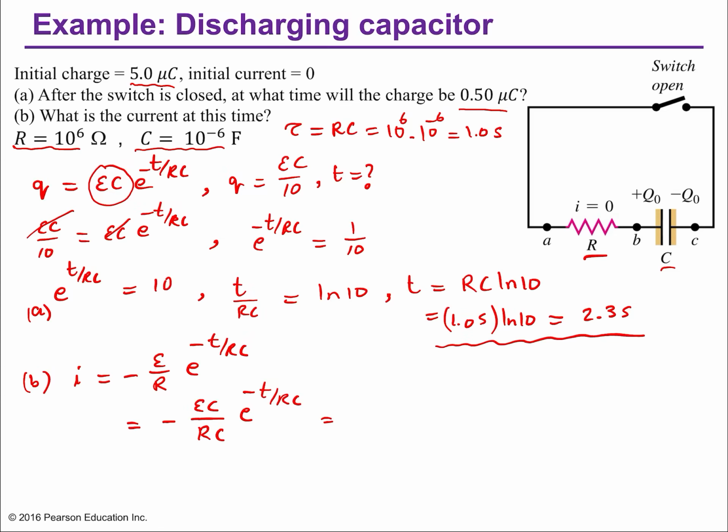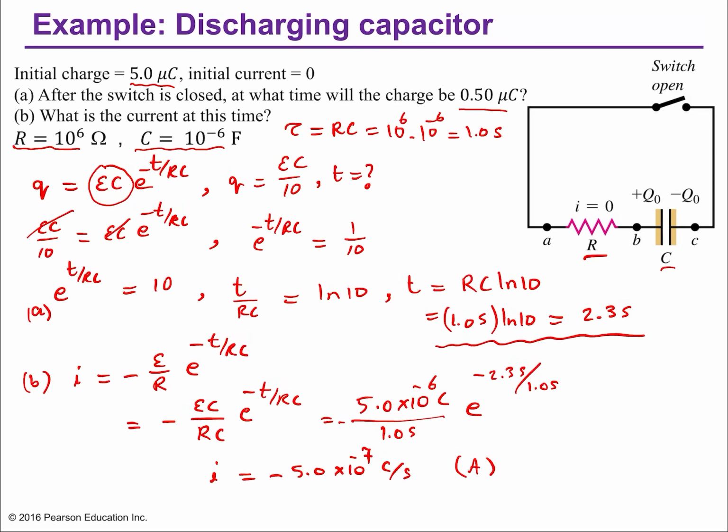EC is just simply given as 5 microcoulomb, so it's going to be 5 times 10 to the minus 6 coulomb divided by, with a negative sign of course, RC, which I figured out to be 1 second, and multiplied by e to the power minus 2.3 seconds divided by 1 second. And therefore current is figured out to be minus 5 times 10 to the minus 7 coulomb per second, or amperes.